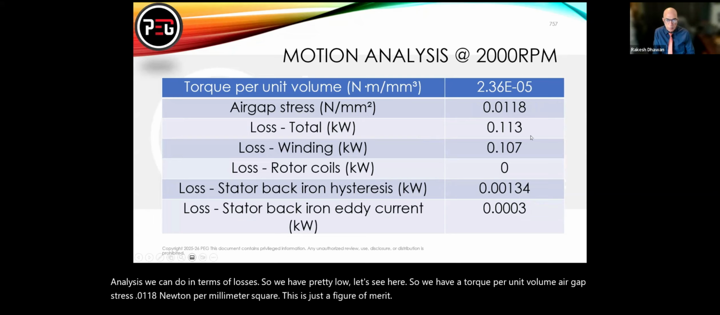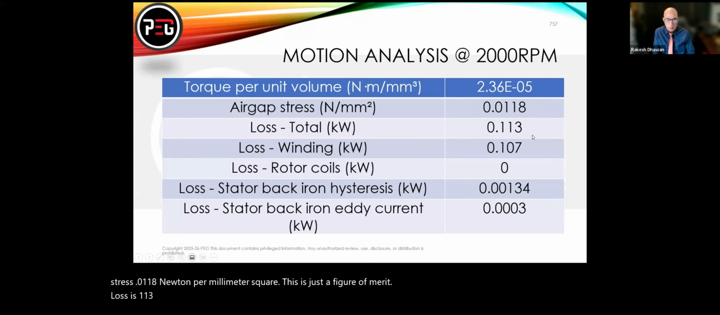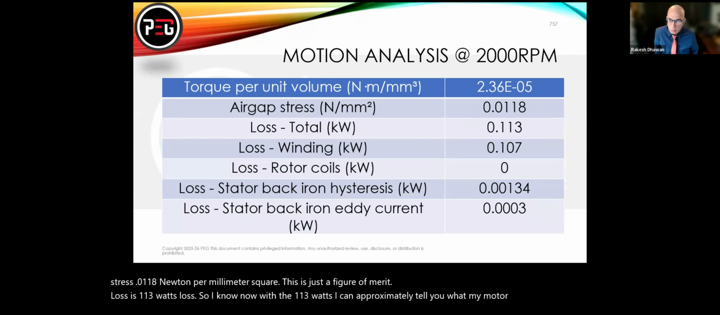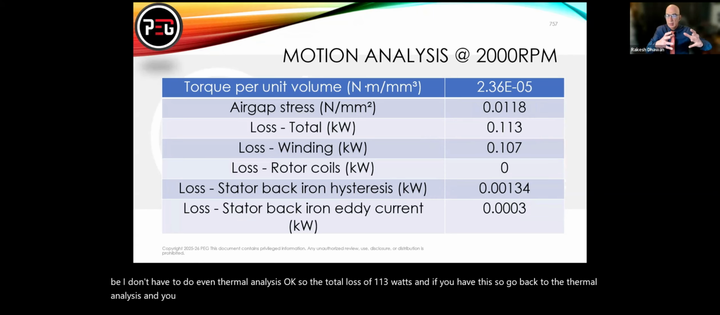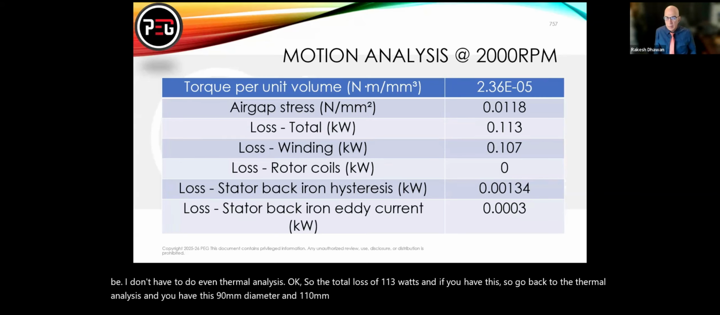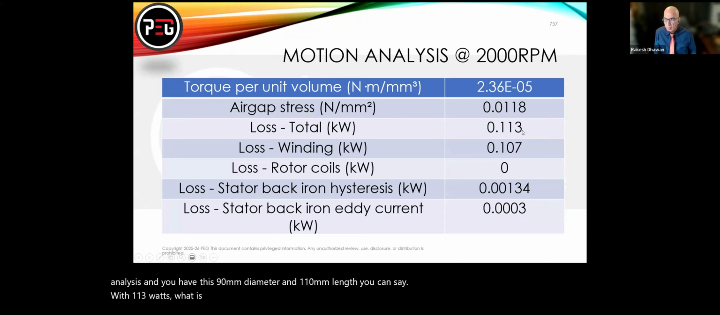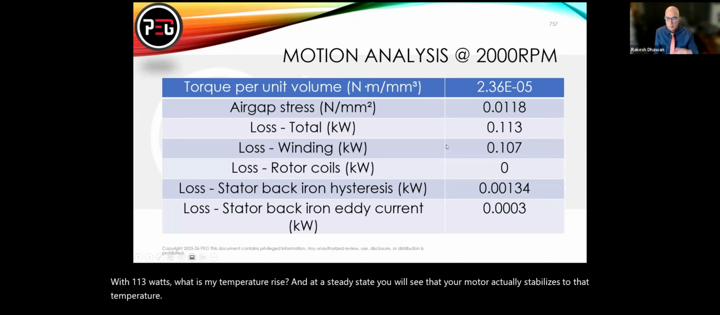Loss is 113 watts. So I know now with the 113 watts, I can approximately tell you what my motor temperature is going to be. I don't have to do even thermal analysis. Okay, so the total loss of 113 watts, and if you go back to thermal analysis, and you have this 90 millimeter diameter and 110 millimeter length, you can say, okay, with 113 watts, what is my temperature rise? And at steady state, you will see that the motor actually stabilizes to that temperature. So that's the beauty of that formula.